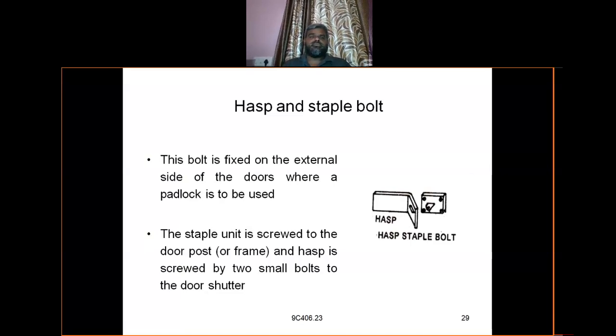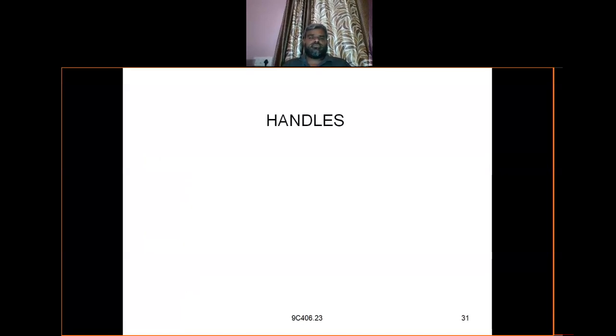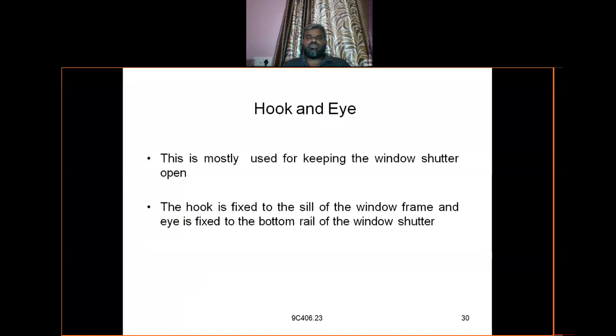Hook and eye. This is mostly used for keeping the window shutter open. The hook is fixed to the sill of the window frame and the eye is fixed to the bottom rail of the window shutter.